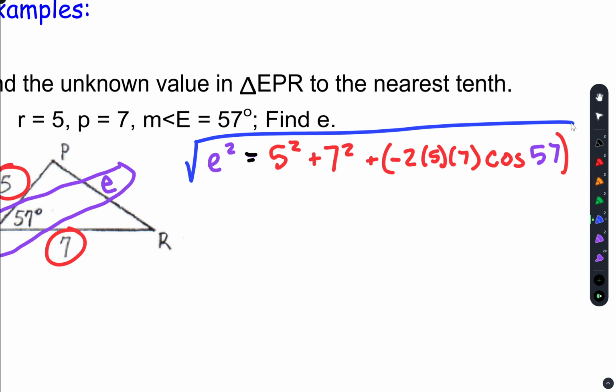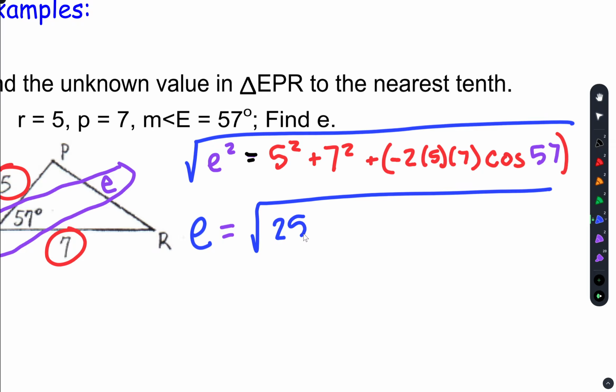So let's do that. That leaves me with e equals the square root of, and I'm going to do a little bit of simplifying here, just a tiny bit, so it's easier to plug into my calculator. 25 plus 49 plus negative 2 times 5 times 7, which is negative 70.